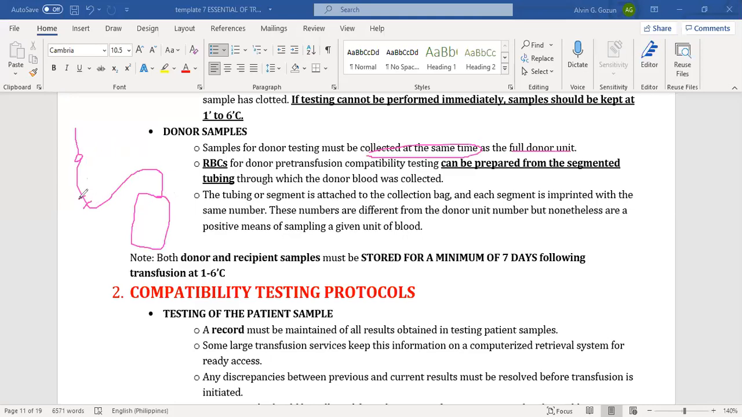Actually, may machine na ginagamit dyan para makakuha ng segment dito. Bakit? Ba't kailangan ng machine? Kasi hindi lang natin ito pwedeng guntingin lang, guys, ha? Kasi pag ginunting natin yan, magpapasok ka ng air doon sa blood bag. Ano mangyayari doon sa cells natin, sa blood natin? Masisira, hindi pwede. So may ginagamit dyan na machine para makuha natin tong segment na to. Tapos itong segment na to, ito na yung donor sample natin. Nagets nyo ba?